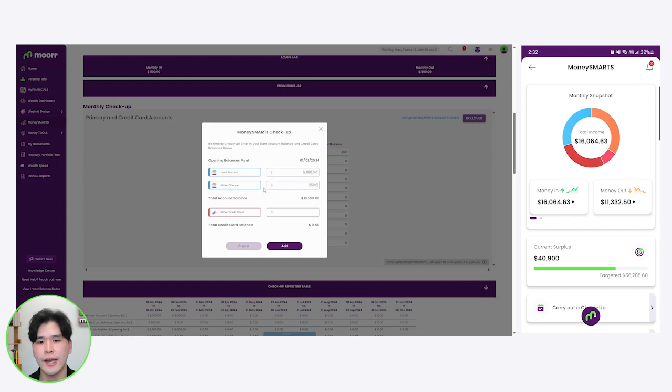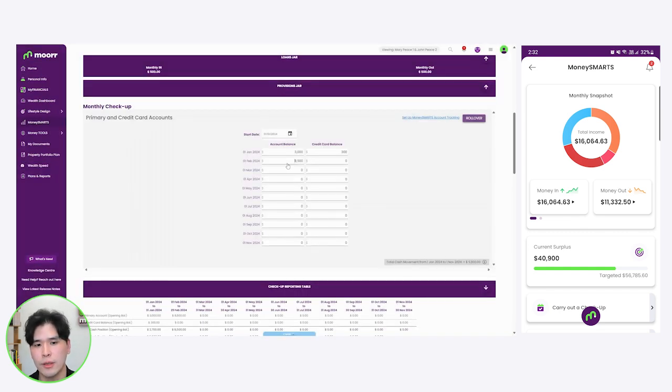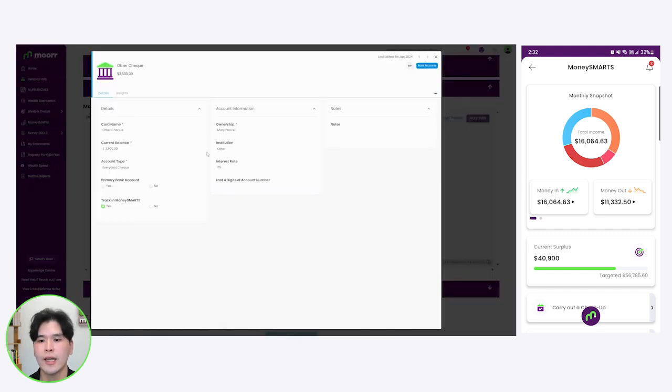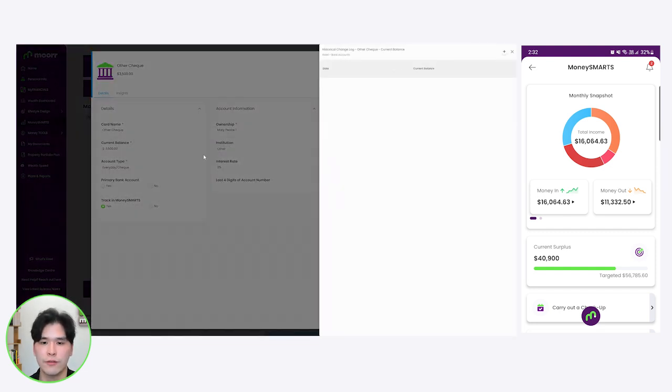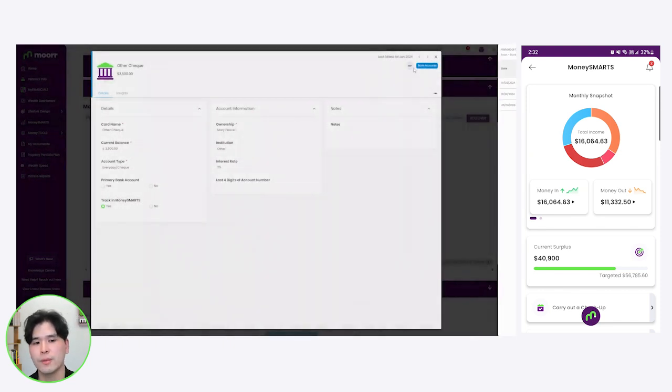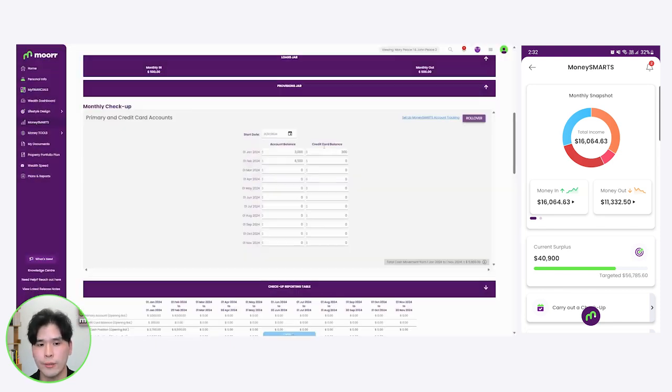And what you'll find now is that the MoneySMARTS checkups will automatically be pushed into the historical changelogs of your bank accounts and credit cards, and it'll also automatically retrieve that information if the data is present on that particular day. This means that there's going to be more flexibility and accuracy around this style of reporting.